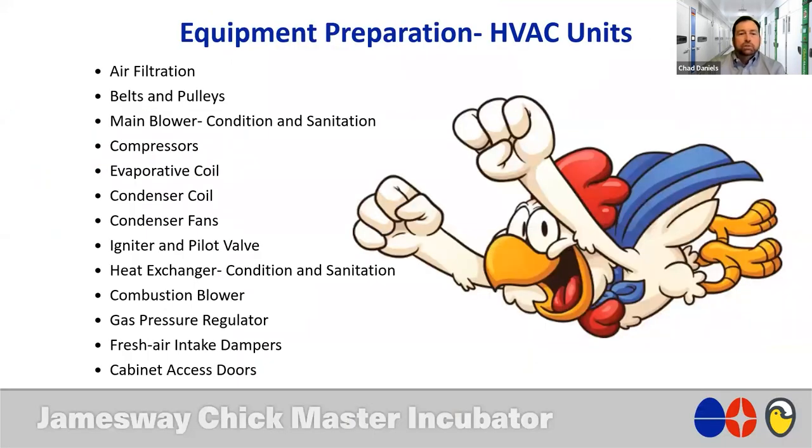So we're going to discuss air filtration, belts, pulleys, and this is specific to HVAC units. And we're also going to talk about main blower, compressors, evaporative coils, condenser coil, condenser fans, the gas heating capabilities of the equipment, combustion blowers, gas regulators, pressure on fresh air intake dampers, and then of course cabinet access doors on equipment. So let's go through some of those details.